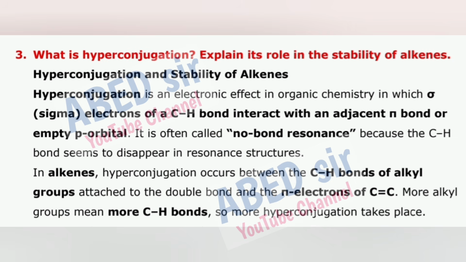Hyperconjugation is an electronic effect in organic chemistry in which sigma electrons of a C-H bond interact with an adjacent pi bond or empty p orbital. It is often called no-bond resonance because the C-H bond seems to disappear in resonance structures. In alkenes, hyperconjugation occurs between the C-H bonds of alkyl groups attached to the double bond and the pi electrons of C=C. More alkyl groups mean more C-H bonds, so more hyperconjugation takes place.